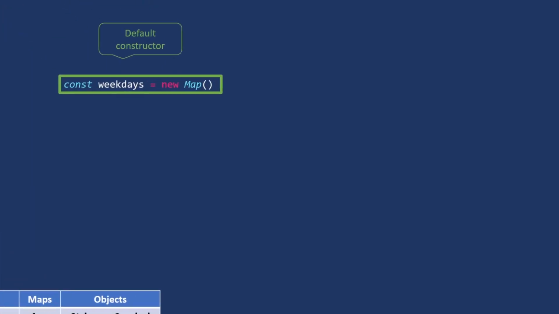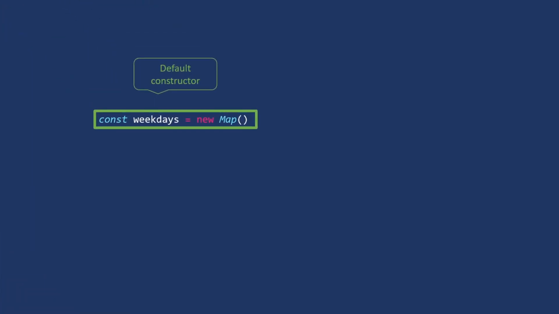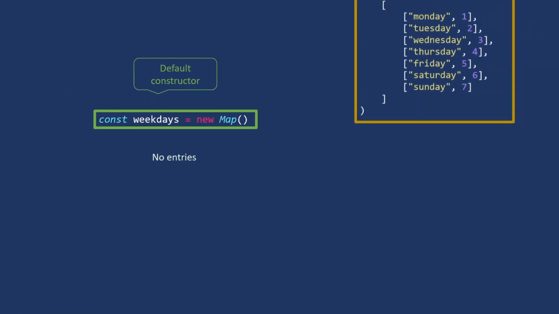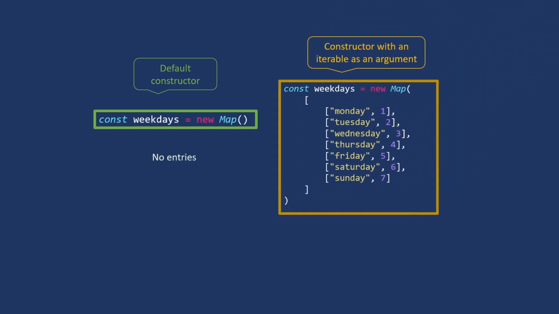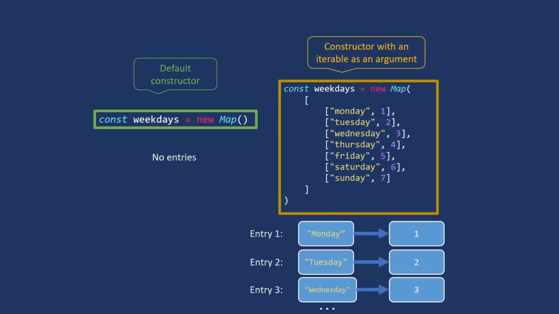Now, how can we create a map? Either through the default constructor to create an empty map with no entries, or the constructor with an iterable as an argument, and as you guessed, it creates a map from the iterable.